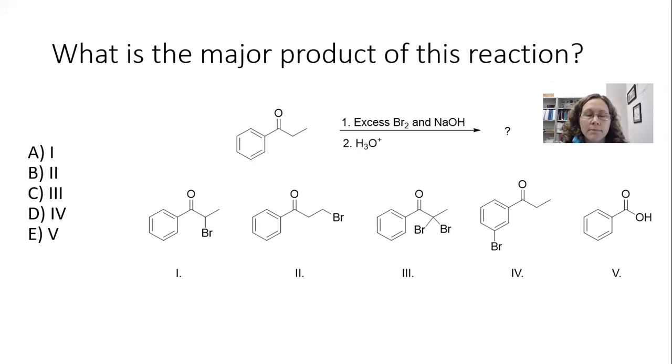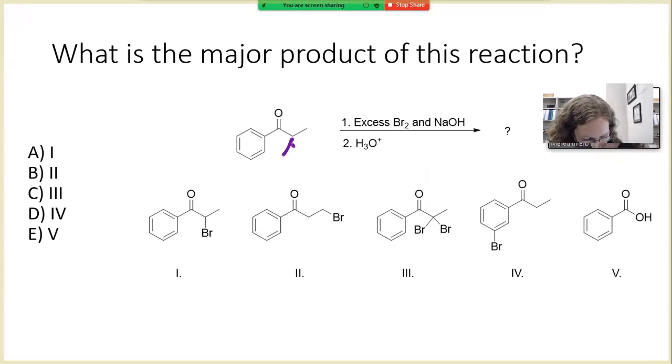position. The next key thing to notice is, are we under acidic conditions or basic conditions? And we can see right off the bat, we have NaOH in step number 1. That's really important because we know 3 alpha halogenation reactions that we generally talk about, and only one of them occurs under basic conditions, and that's the haloform reaction. So let's take a look at what's happening here.